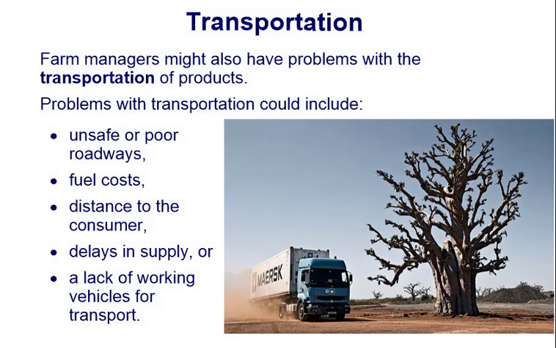Transportation. Farm managers might also have problems with the transportation of products. Problems with transportation could include unsafe or poor roadways, fuel costs, distance to the consumer, delays in supply, or a lack of working vehicles for transport.